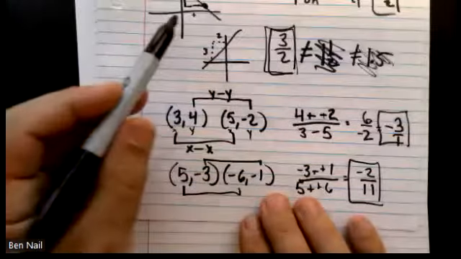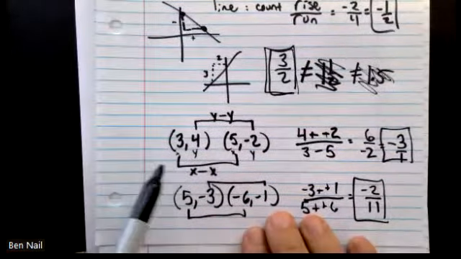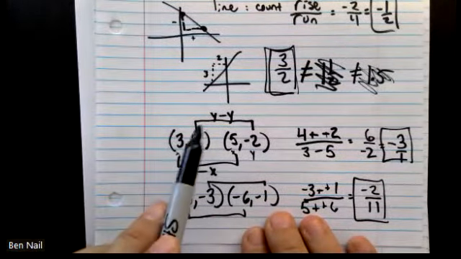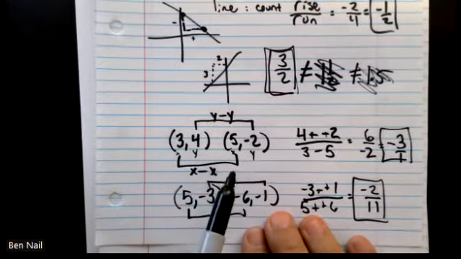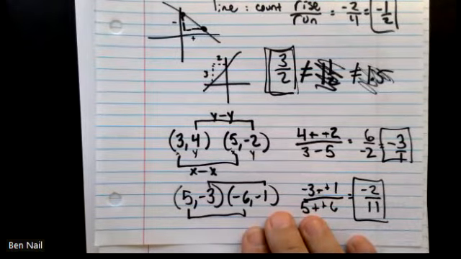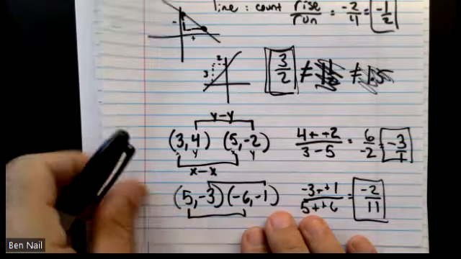So again, they can give you the lines and you count. They could give you a couple of coordinates. And again, subtract the y's on top, subtract the x's on bottom. That gives your slope. The other thing they could give you is an equation.